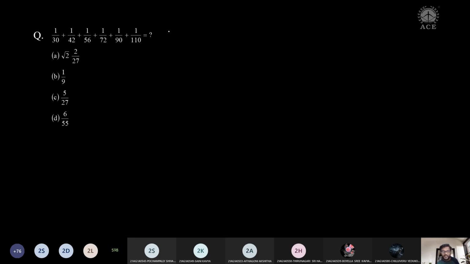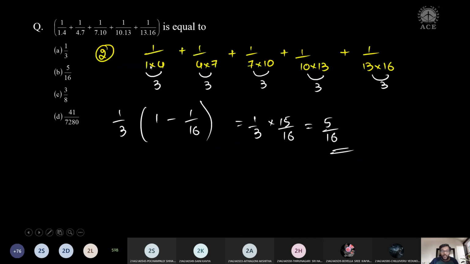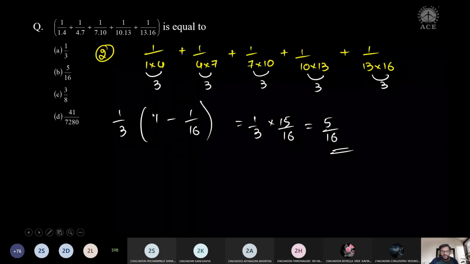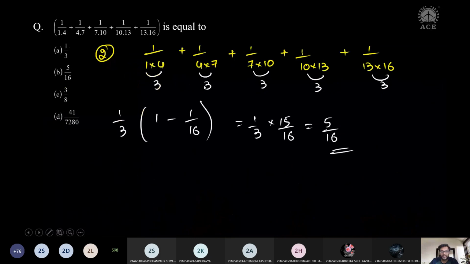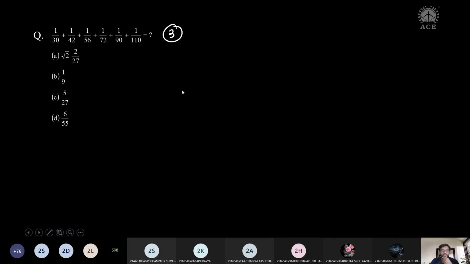Now here, the previous questions' advantage is you have denominator 1 into 4, 4 into 7 like that. Here 3 into 5, they split the numbers as a product of 2. Denominator they split as 2 numbers product. Here also 2 numbers product. But see the third question, here they given 1 by 30, 1 by 42, 1 by 56, 72, 90 and 110, my dear friends. So now what do we have to do?